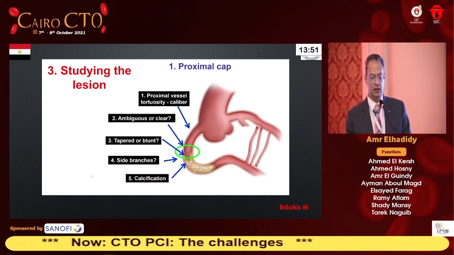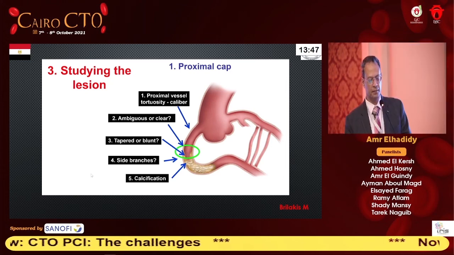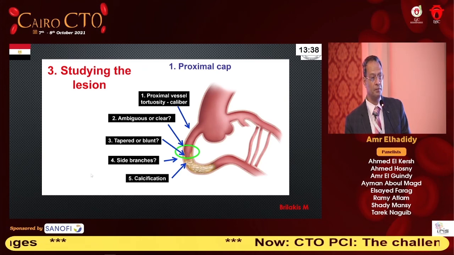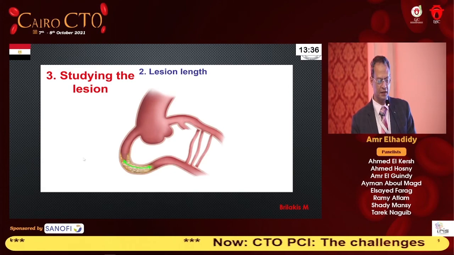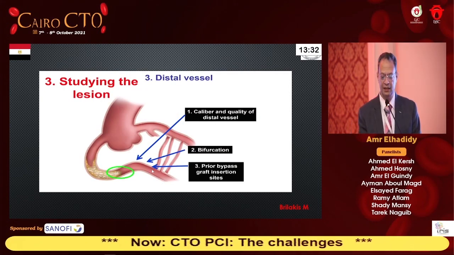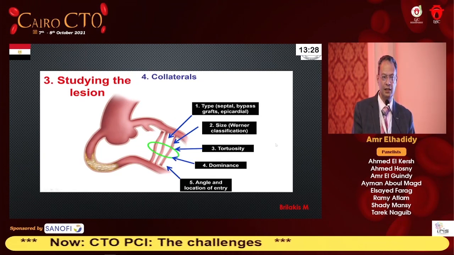Also, as you see here from this figure, the proximal vessel is very important. Is it tortuous or not, and the ambiguous cap or clear, tapered or blunt cap, and if there are any side branches before the occlusion and the calcification inside. Also, the lesion length is very important, and the quality of the distal vessel and the bifurcation, and you need to study well the collaterals.